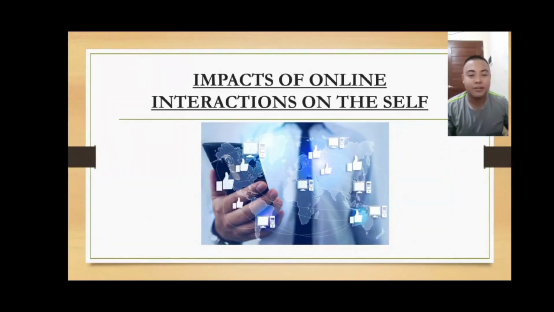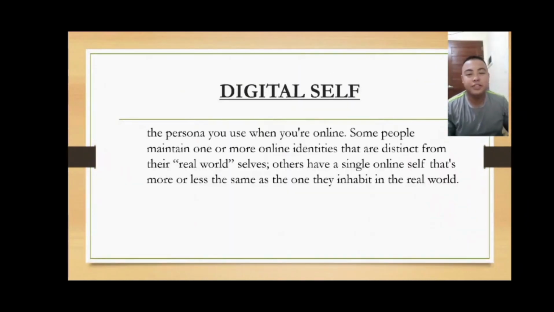My topic is online impacts of interactions on the self. So, the digital self. What is the digital self? The persona you use when you're online. Some people maintain one or more online identities that are distinct from their real-world selves, while others have a single online self that's more or less the same as the one they inhabit in the real world. What I mean by that is your behavior in the real world is more or less the same in the online self.